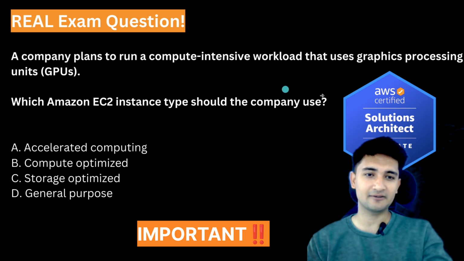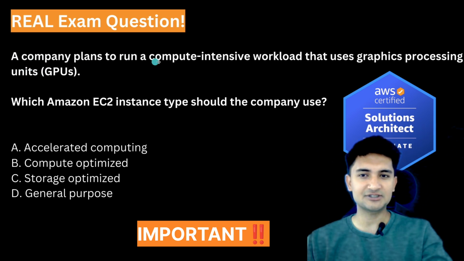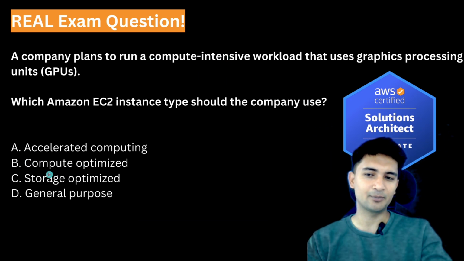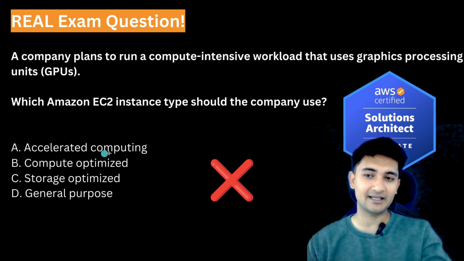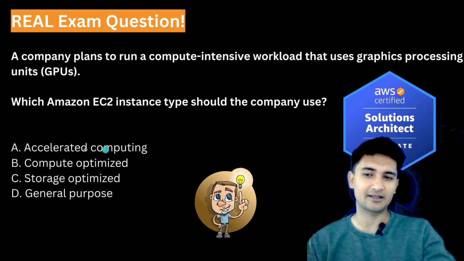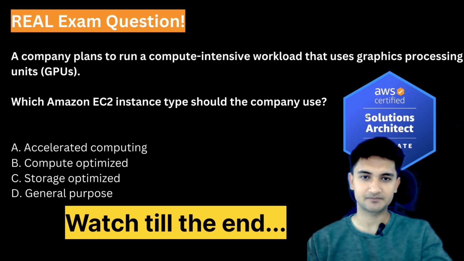This is a real exam question from Solutions Architect Associate based on AWS EC2 instance types. So the question here is, a company plans to run a compute intensive workload that uses graphical processing units, which are GPUs. Which Amazon EC2 instance types should the company use? Now, if you're familiar with EC2 instance types, you might say that the question has compute intensive, so we need to go with compute optimized, but the correct answer is accelerated computing. And by the end of this video, you will understand why the answer is accelerated computing. So watch this video till the end to learn all these different instance types.